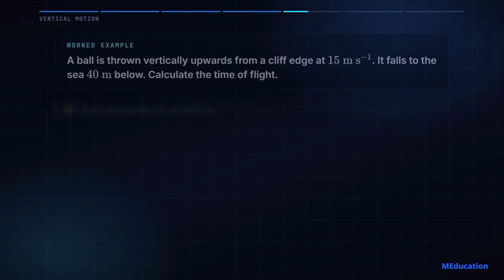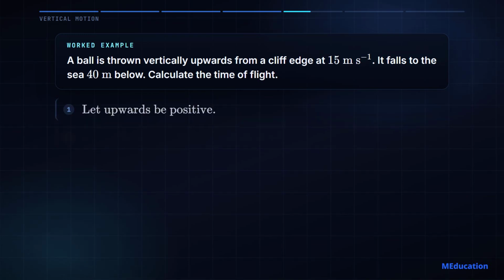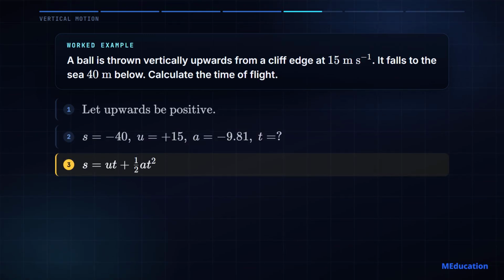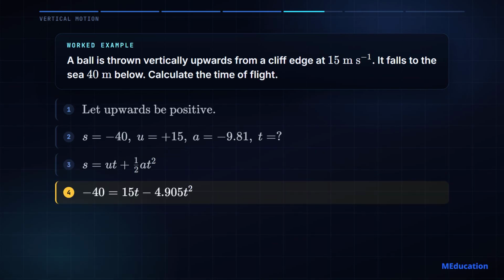Let's set upwards as positive. The sea is below the start, so displacement is negative 40. Initial velocity is positive 15, and gravity is negative 9.81. We need the displacement time equation. Substitute the values in. This forms a quadratic equation.